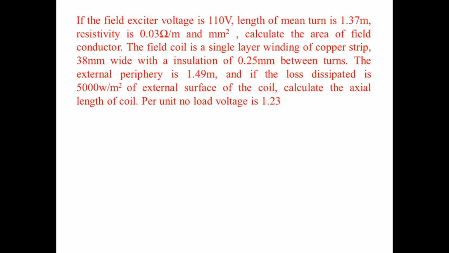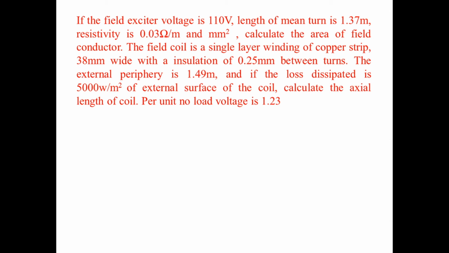So if the field exciter voltage is 110 volt, length of the mean turn is 1.37 meter and resistivity is 0.03 ohm per meter per millimeter square, calculate the area of field conductor. So we need to calculate the area of field conductor.